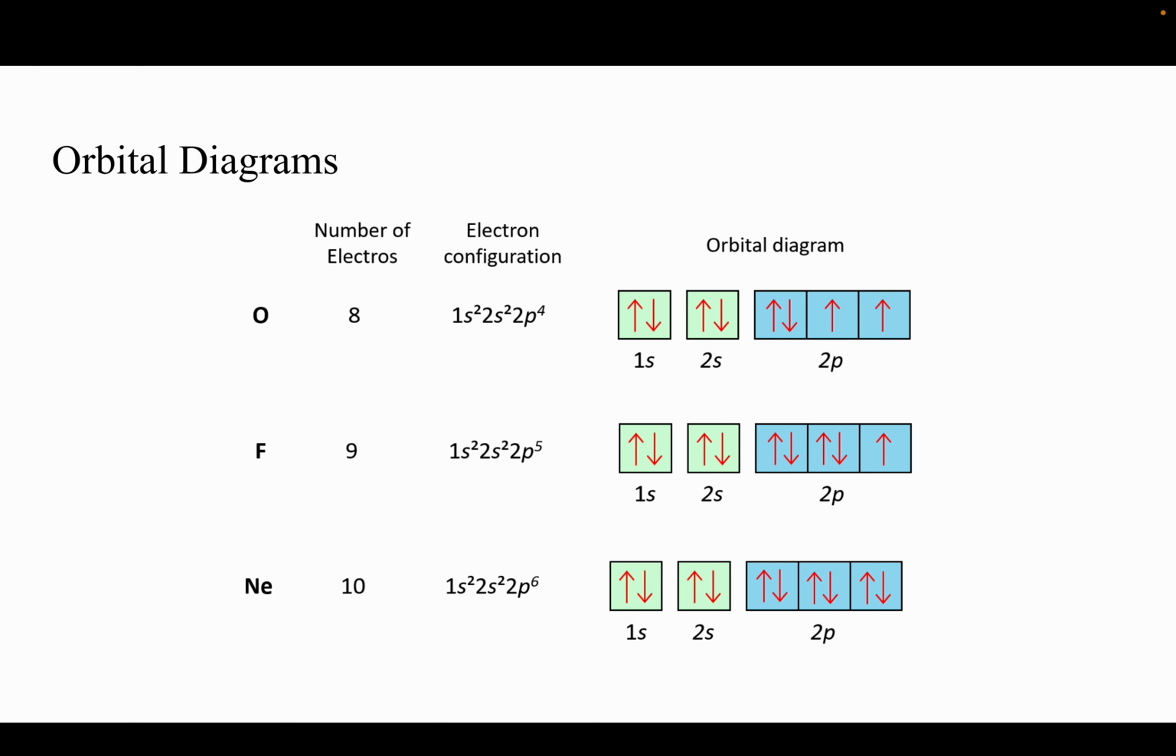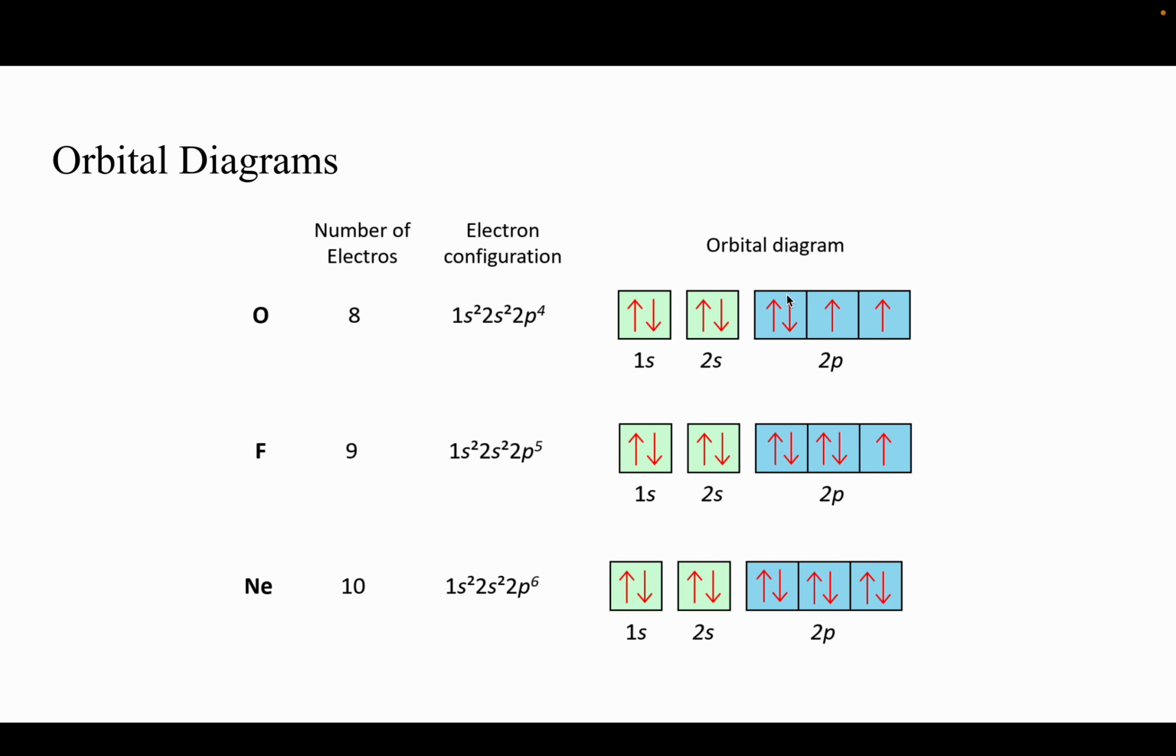This is going to be a shorter video discussing some of the smaller topics that have been briefly discussed in class. So again, here we have orbital diagrams. For example, we have oxygen, 8 electrons. The electron configuration is 1s2, 2s2, 2p4, and this is the orbital diagram.